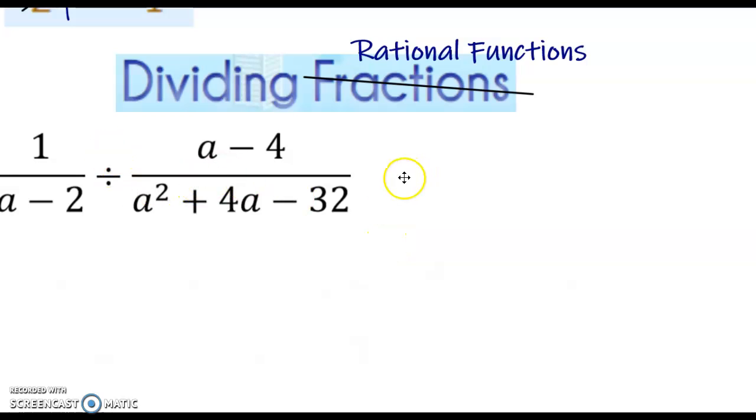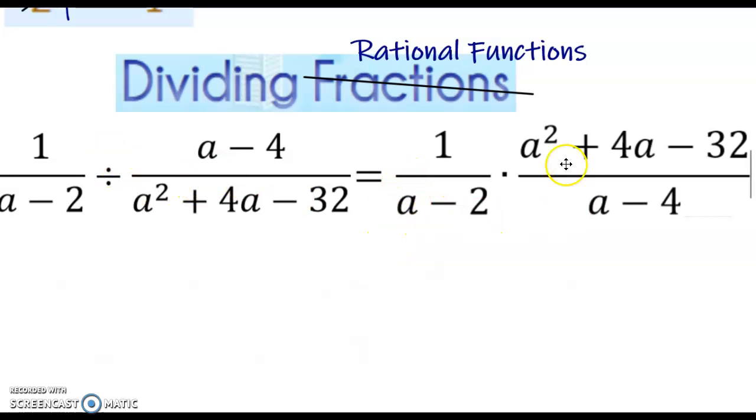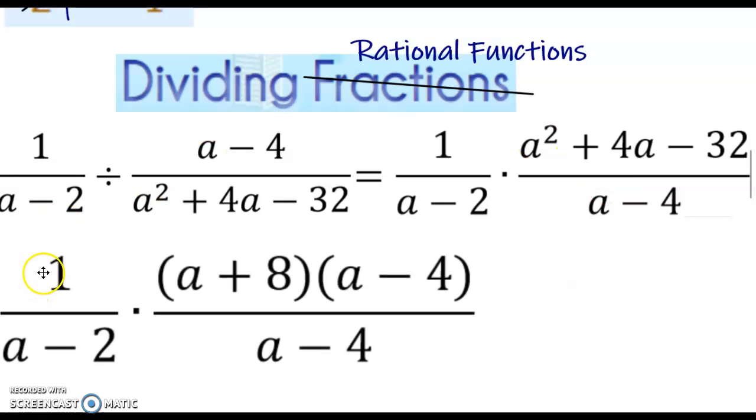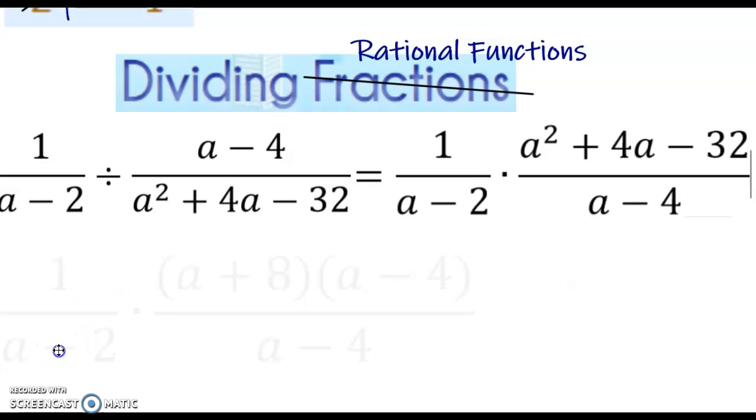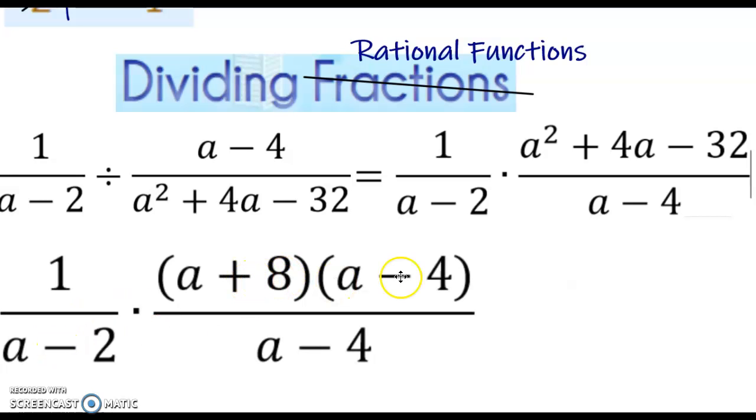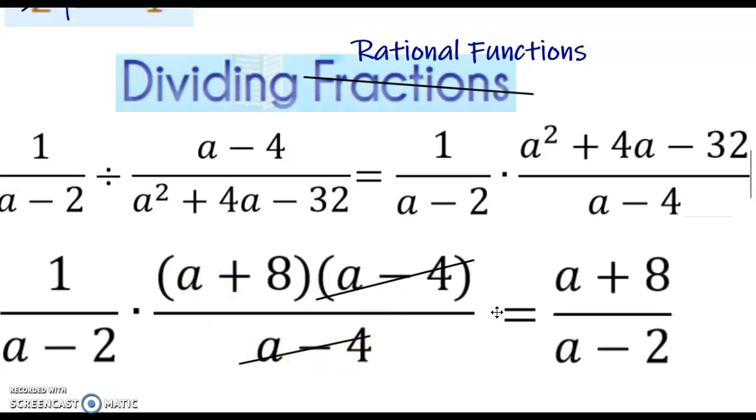Same thing here. We multiply by the reciprocal. If we can simplify, we certainly want to do that. So I need to factor any polynomials. Whoops, those don't. A minus 4 and a minus 4 are common factors to the top and bottom that can be reduced. And then it's just multiplying the numerators and multiplying the denominators.